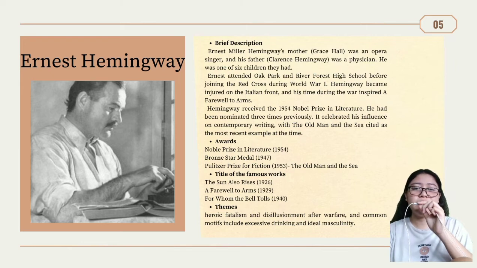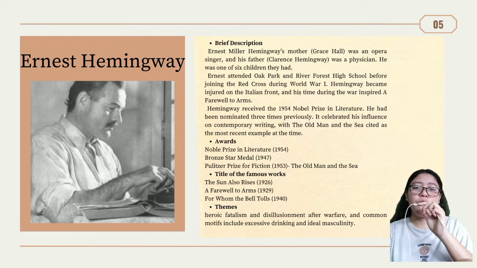His famous works: first is The Sun Also Rises, written in 1926 by Ernest Hemingway. The novel's main theme is that of the lost generation. The second one is A Farewell to Arms. It is also a novel, and it is set in Italy during World War One, and it became his first bestseller.